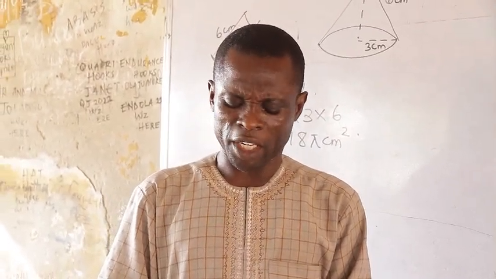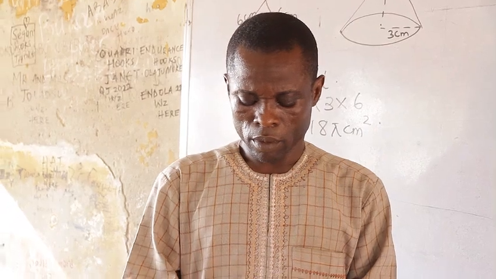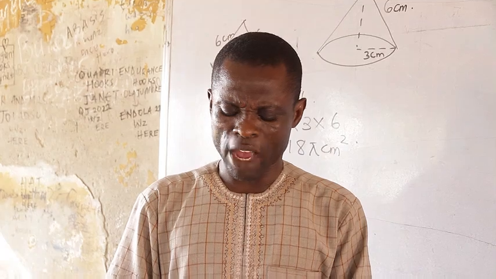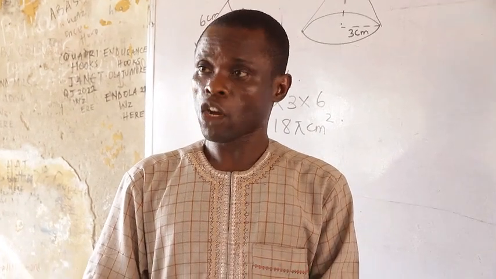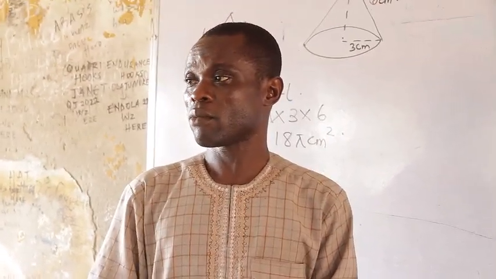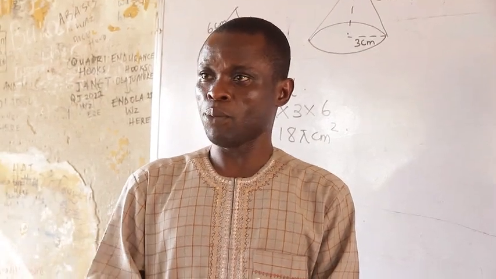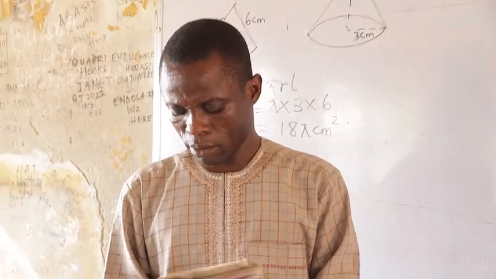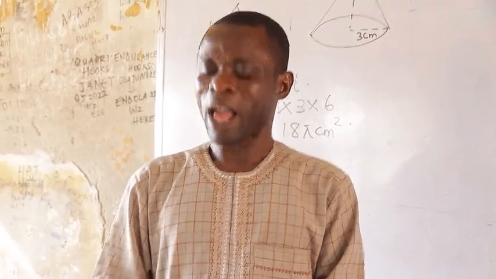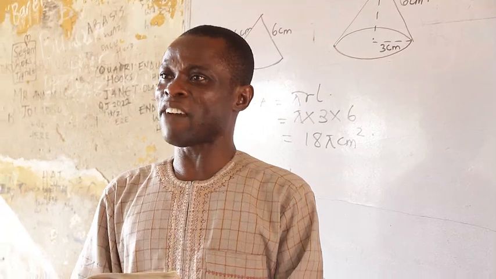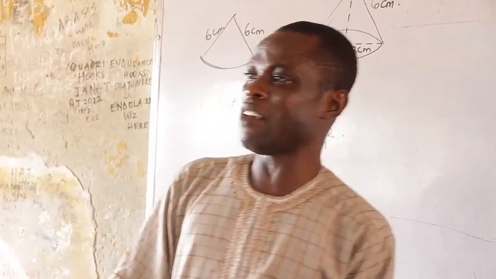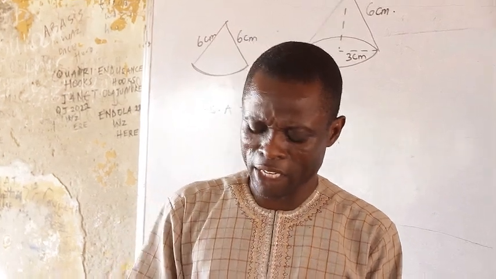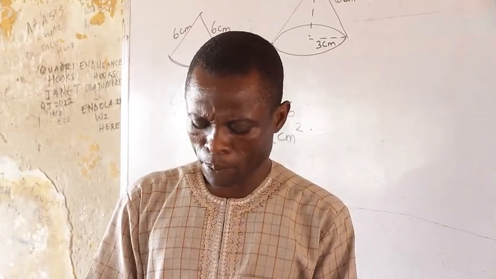A right pyramid on a square base ABCD has as a vertex V.